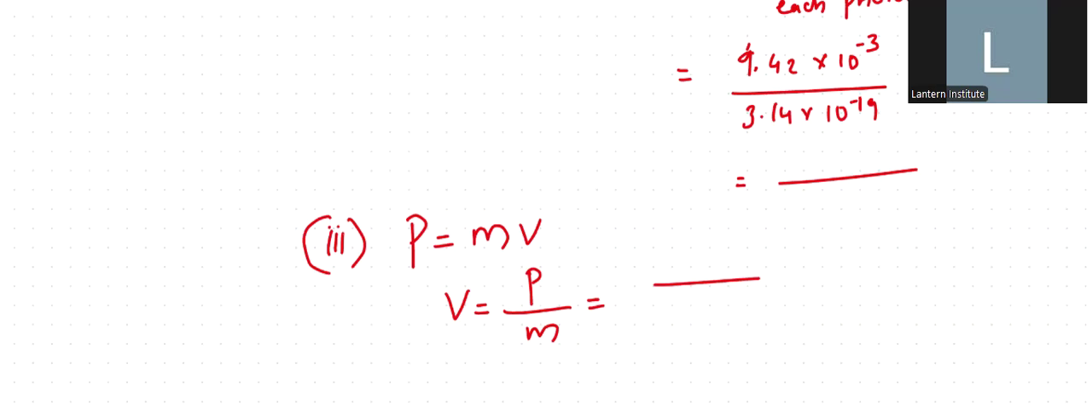So the mass is 1.6 into 10 raised to minus 27. That is the mass of the hydrogen atom. So you can write 1.6 into 10 raised to minus 27 here. Then you will get the value.